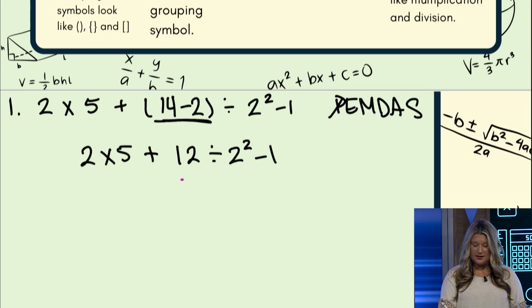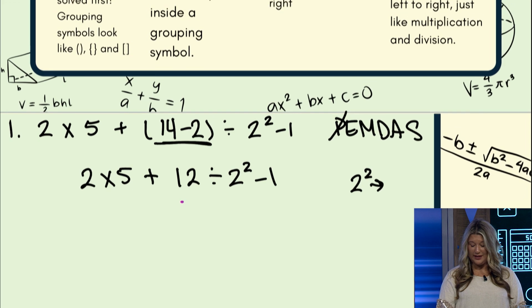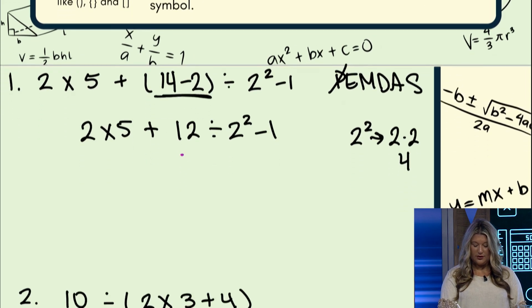So parentheses, done. Now we go to exponents. So we have 2 squared. When we do 2 squared, that is the same as multiplying something by itself. So 2 times 2, which is 4. So we're going to write 4 in here now. 2 times 5 plus 12 divided by 4 minus 1.